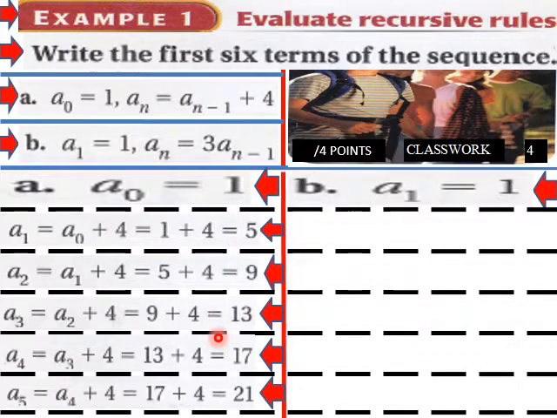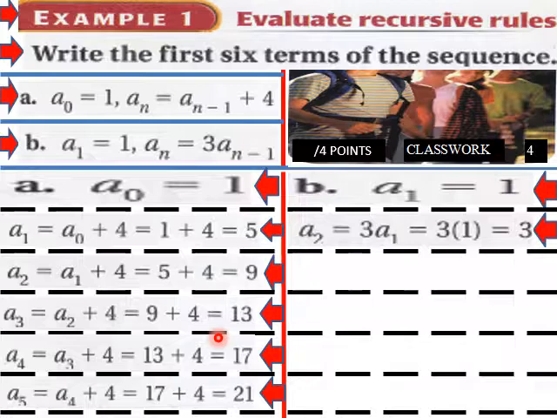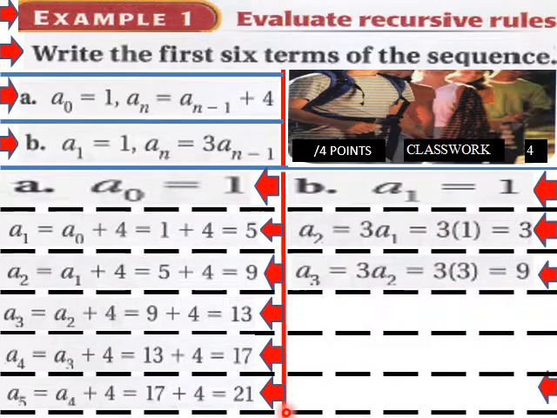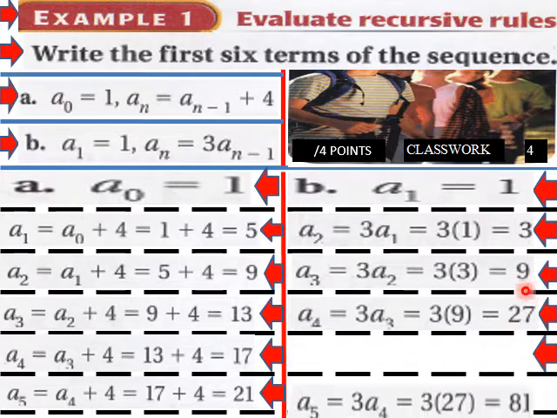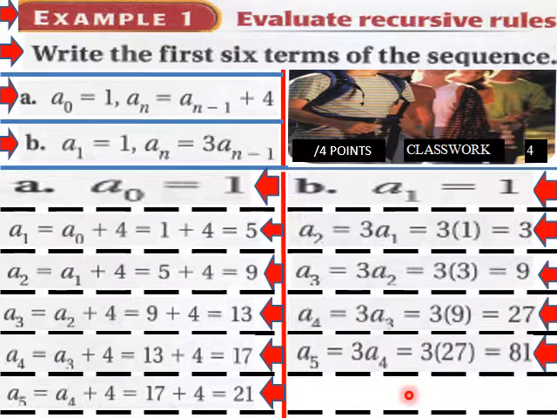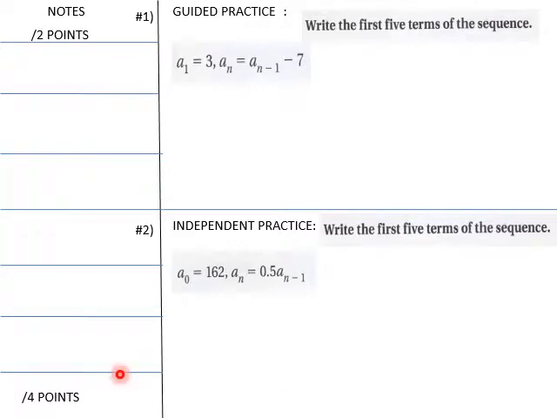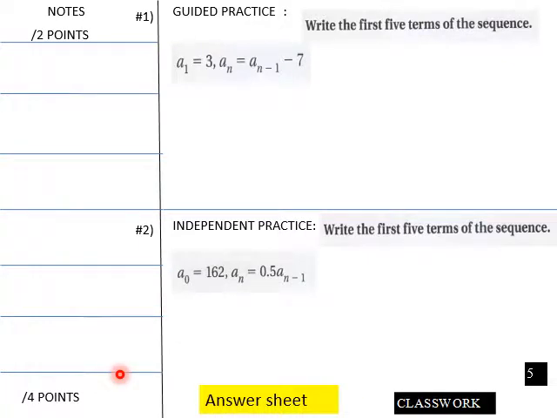Here is our second rule here. So b, a sub 1 equals 1. So 3 times a sub 1, 3 times 1 is 3. 3 times a sub 2 is 9. 3 times a sub 3 is 27. 3 times a sub 4 is 81. 3 times a sub 5 would be 243. So let's get our guided practice in here.